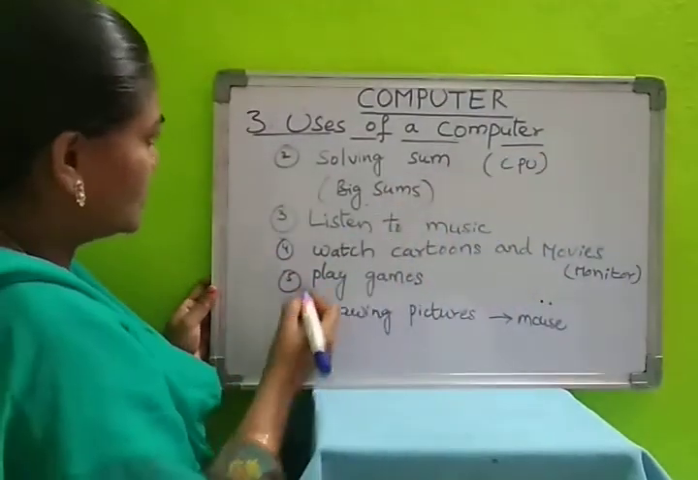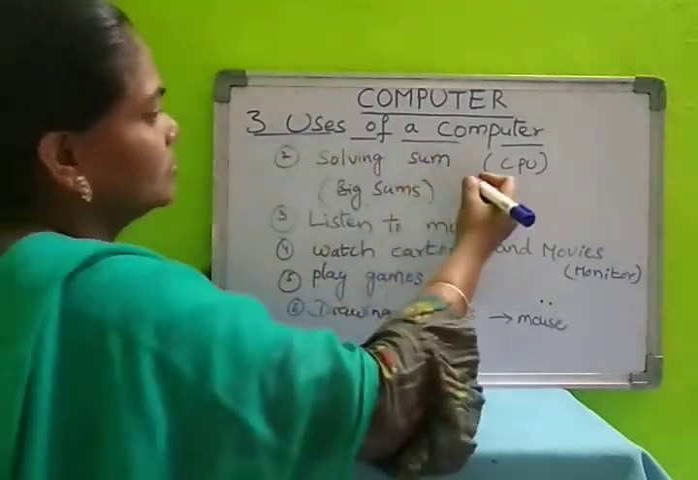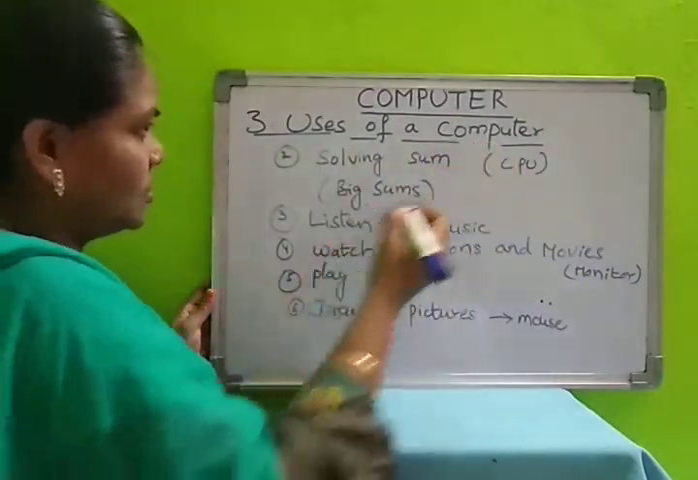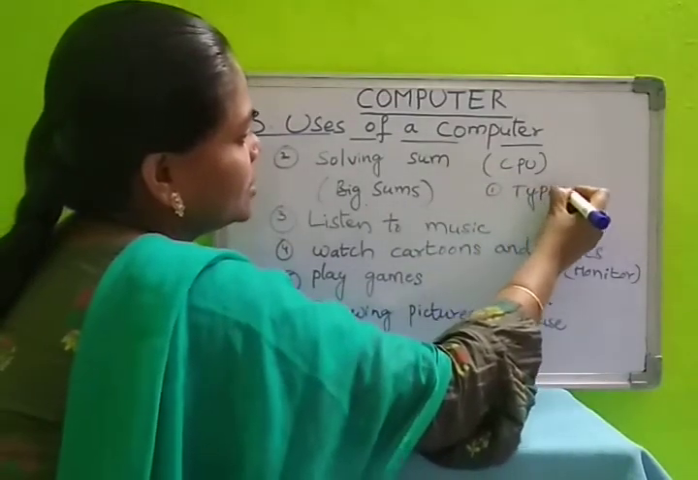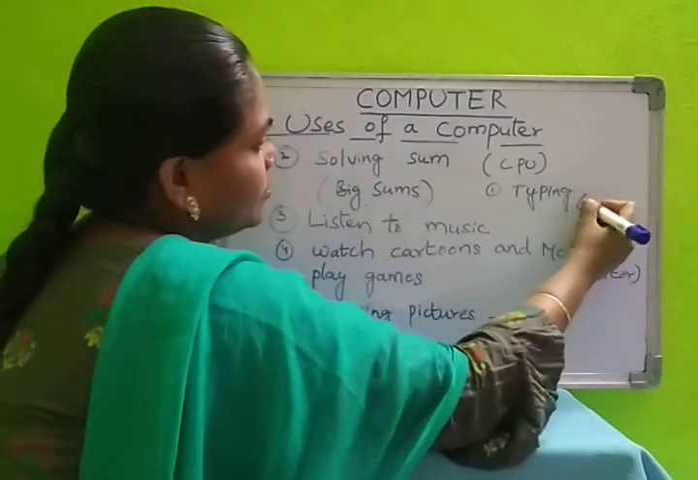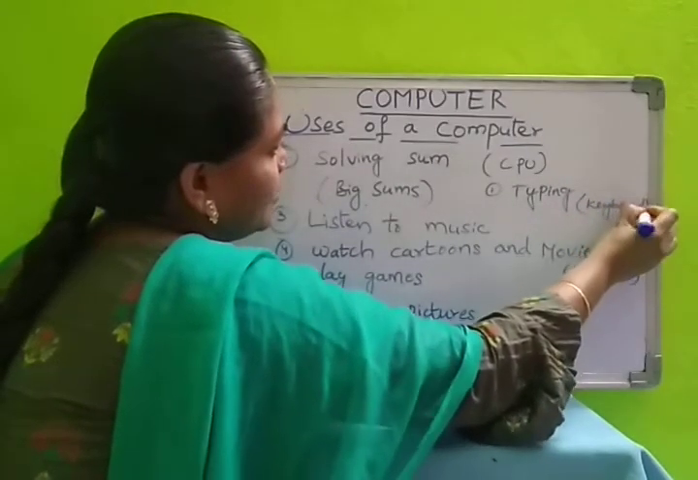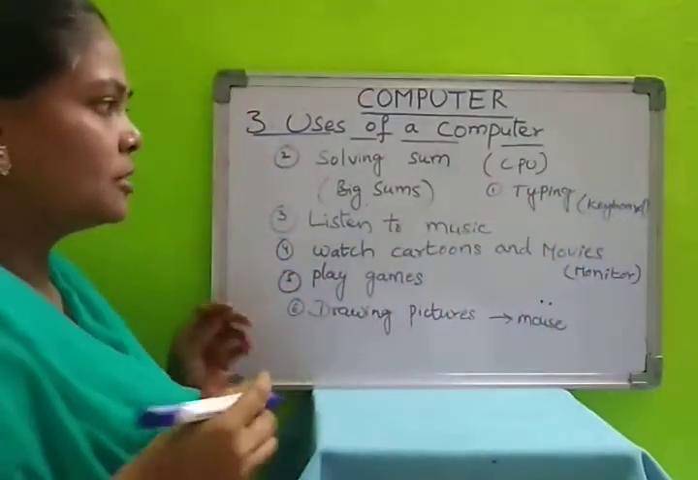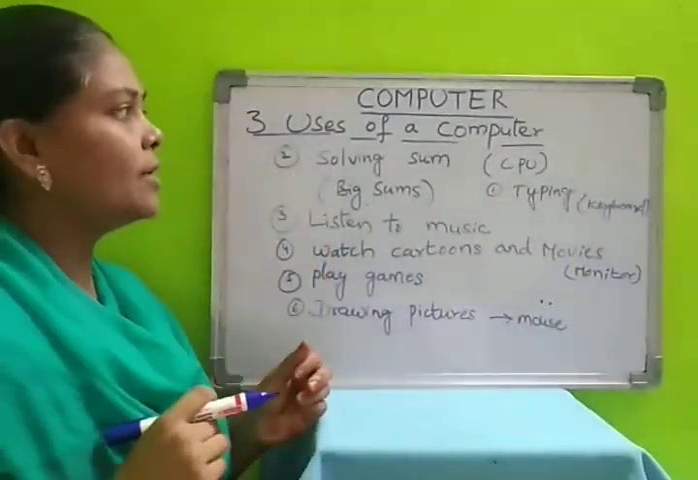Okay, so what is the first one? Typing. The first I write here. First one is typing. So typing, using which device we will type? Keyboard. Using keyboard we will type letters, numbers and special characters. Okay. So these are the uses of a computer.